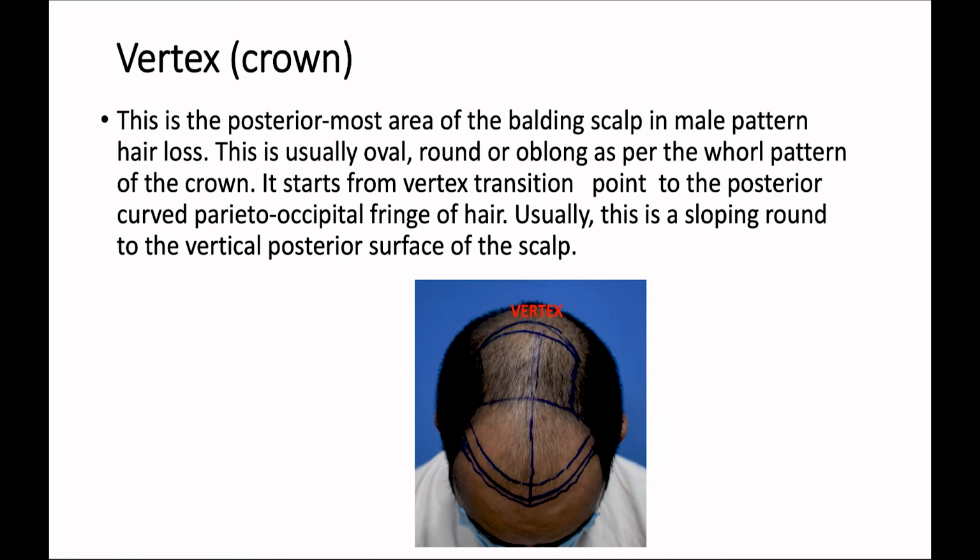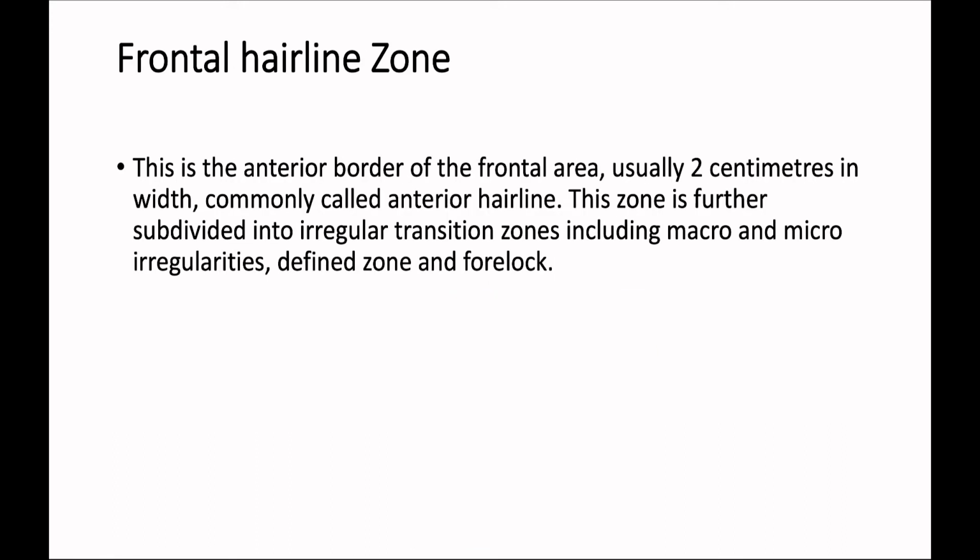Now we come to the vertex. This is the posterior-most area of balding scalp in male pattern hair loss. This is usually oval, round or oblong as per the whorl pattern of the crown. It starts from the vertex transition point to the posterior curved parieto-occipital fringe of the hair. Usually this is sloping around the vertical posterior surface of the scalp, as I showed you in the previous slide.